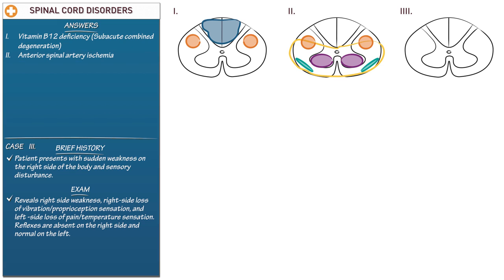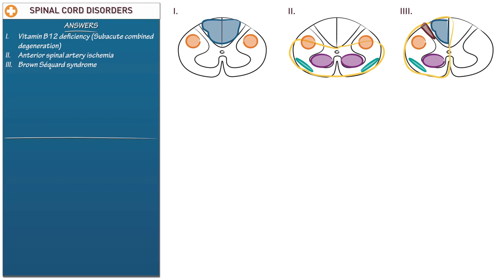Show that the right side hemibody weakness suggests right side corticospinal tract involvement, that the right side loss of vibration proprioception sensation suggests right side posterior column tract involvement, that the left side loss of pain temperature sensation suggests right side anterolateral system involvement, and that the right side areflexia suggests right side lower motor neuron involvement, which could occur from either anterior horn injury or posterior horn injury. Indicate that this constellation of deficits suggests a hemicord syndrome involving the right half of the spinal cord, called Brown-Séquard syndrome.